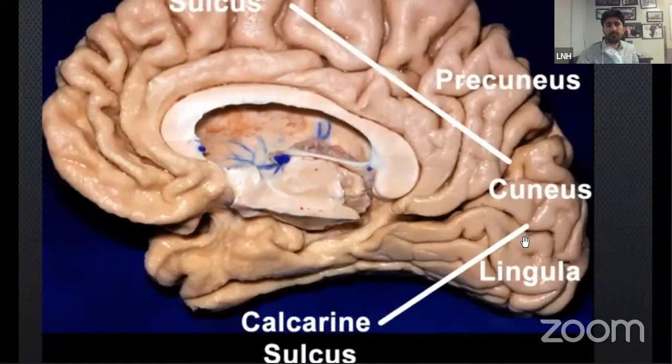Okay. This is the parieto-occipital sulcus, and this, the calcarine fissure, starts just below the corpus callosum and runs upward and posteriorly and then downward up to the occipital pole. Now, this fissure divides the medial surface into two gyri. The gyrus that is present above the calcarine fissure is known as the cuneus, and the gyrus that is present below the calcarine fissure is known as the lingual gyrus.